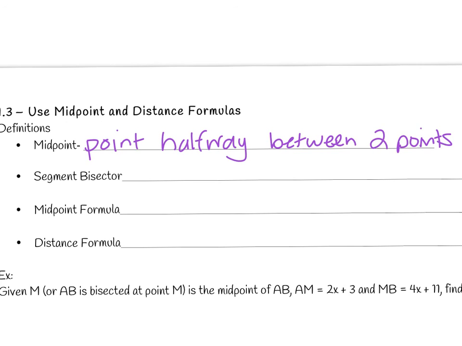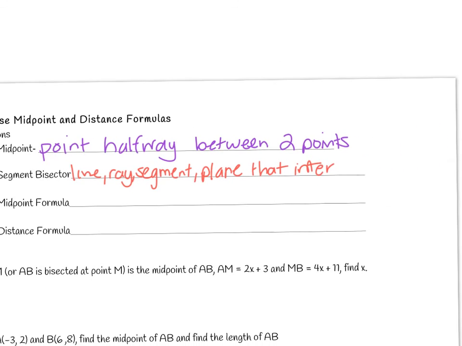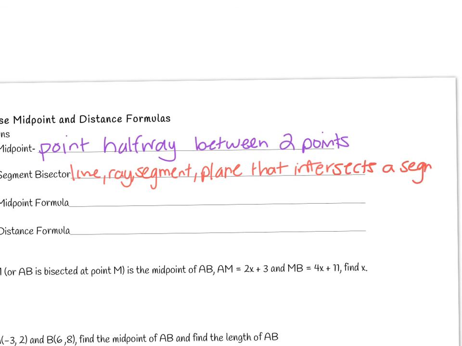Okay, you can only find the midpoint of a line segment. You can't find the midpoint of a line or a ray. The segment bisector is a line, ray, segment, plane, or object that intersects a segment at the midpoint.